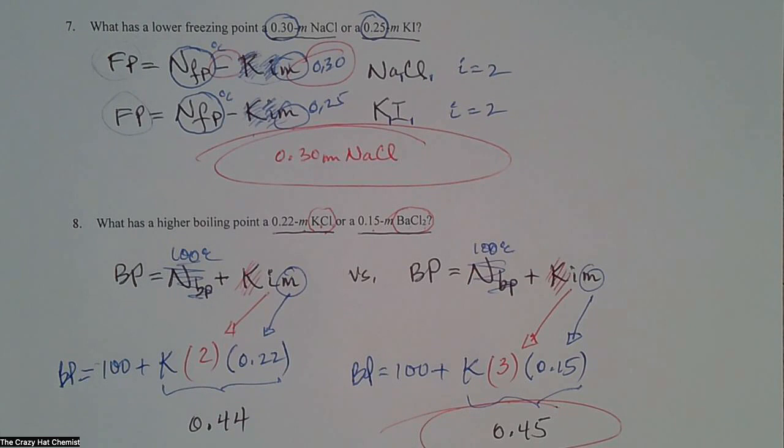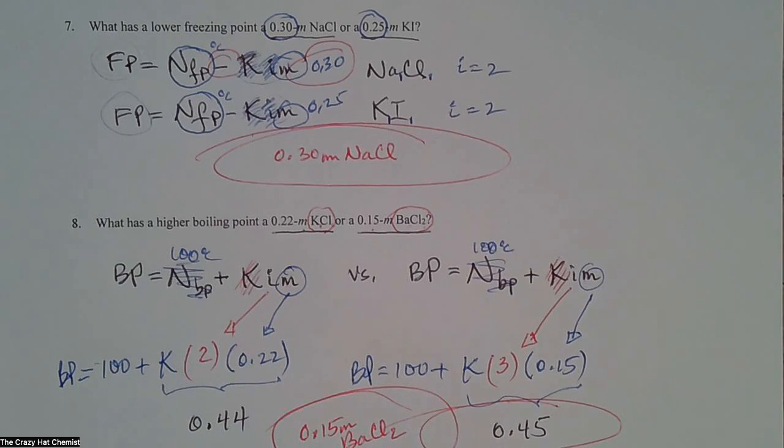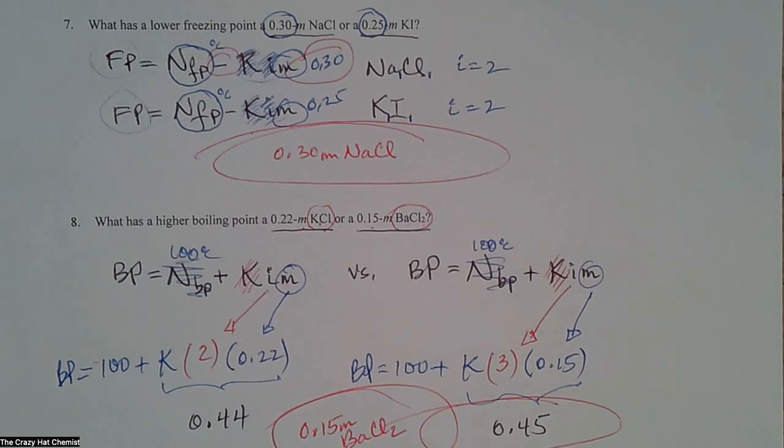So which is the highest value? This is the highest value. So what has the higher boiling point? 0.15 molal BaCl2 has the highest boiling point in comparison to the KCl.